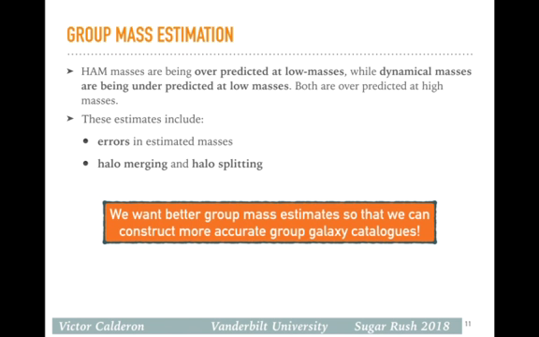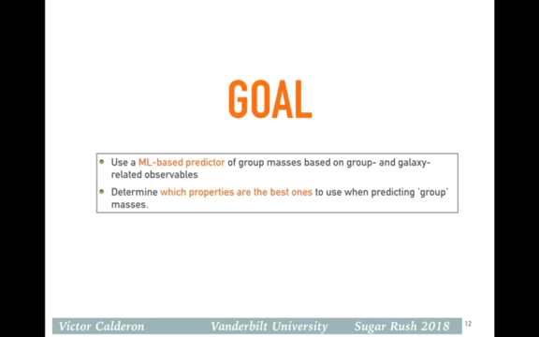The aim of the project is we want better group mass estimates so that we can construct more accurate group galaxy catalogs and therefore have better masses. So the goal of the project is to use machine learning to create a machine learning based predictor of group masses using features from group and galaxy related observables. We also want to determine which properties are the best ones to use when predicting group masses.